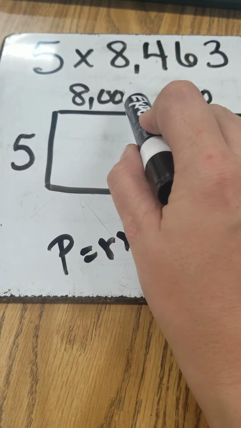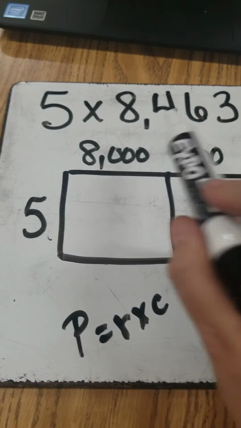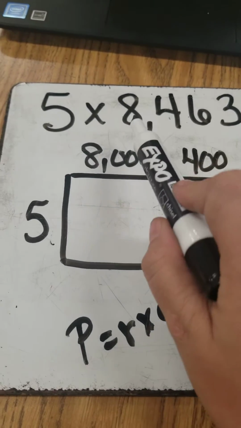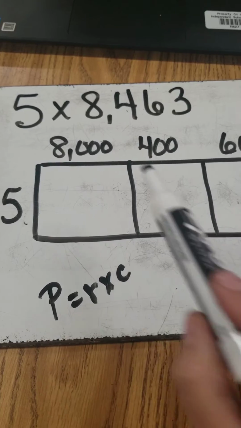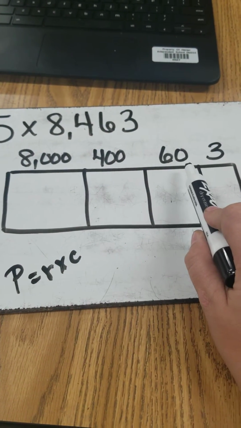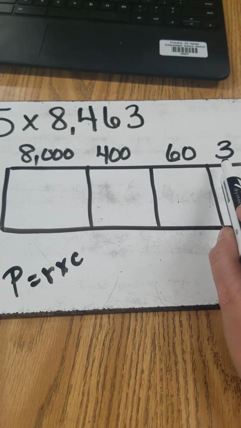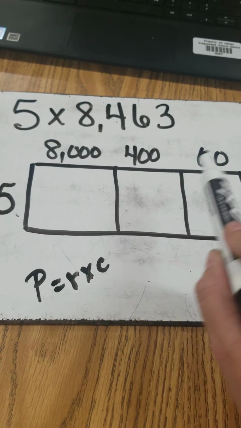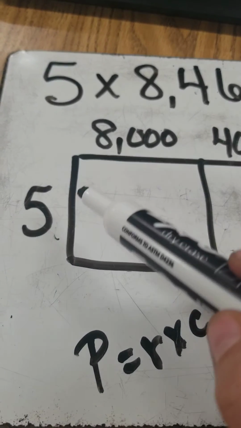Rows times columns. So my rows are 5 and my column is 8,463. I have to expand that, which again means that I take each digit, I break it apart by its value. So 8,000, 400, 8,460, which is 6 tens and 3 ones. After I expand, I now need to concentrate on each individual rectangle that was created. So let's focus on this one.